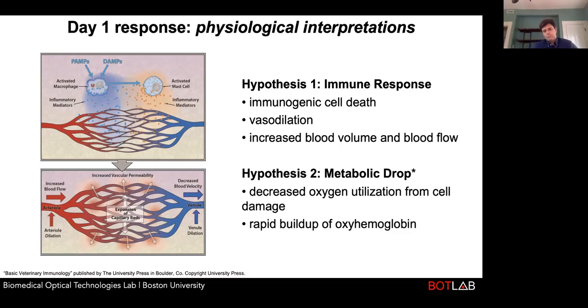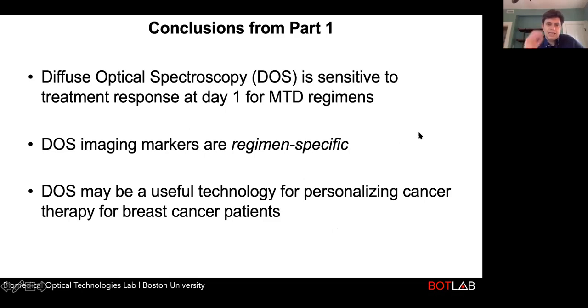But the big picture, again, the bright point here is that DOS is sensitive to treatment response at, in this case, a very early time point, but for a specific regimen. And fortunately, it's for the standard of care regimen, but we recognize going forward that DOS imaging markers are likely regimen specific and biological mechanism specific. So we can say that DOS may be useful for personalizing cancer therapy in the future for breast cancer patients. And that's where we are with that project at the moment.